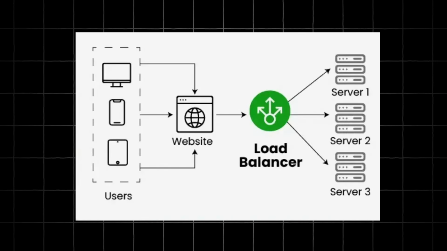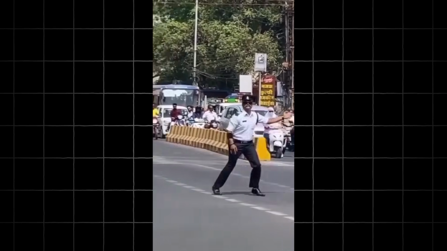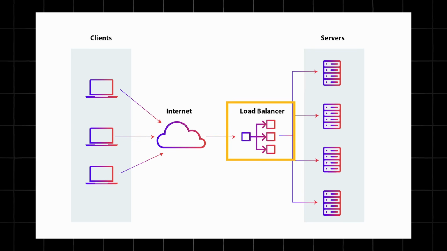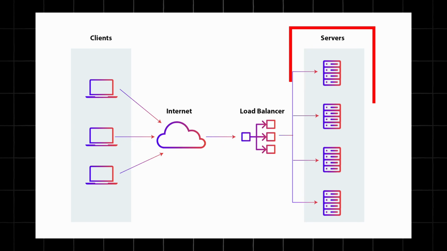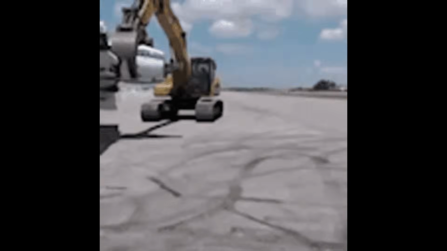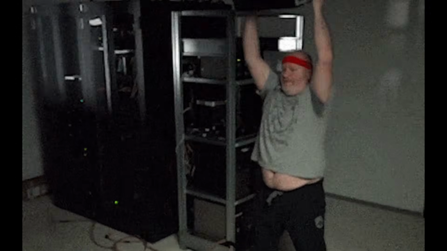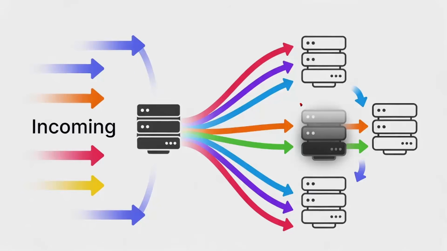Think of it as a smart traffic controller at a busy intersection. It sits in front of your servers, takes every incoming request, and directs it to the server with the most available capacity. It ensures no single machine is doing all the heavy lifting while others sit idle. If one server goes down, traffic is routed away automatically.